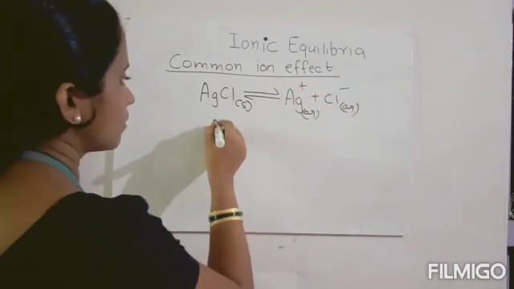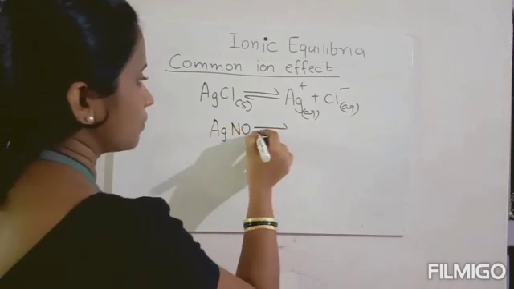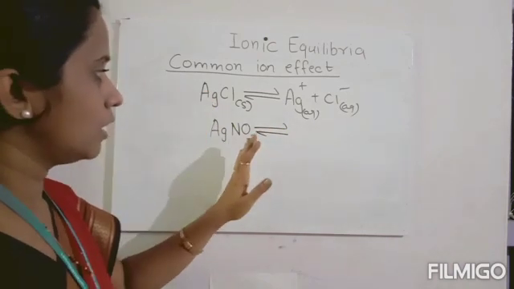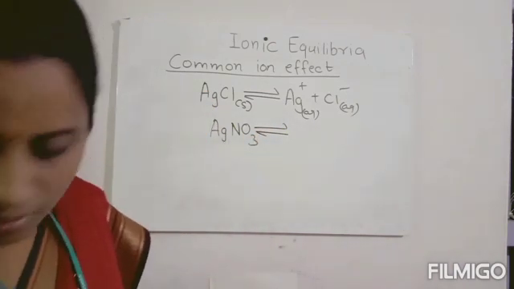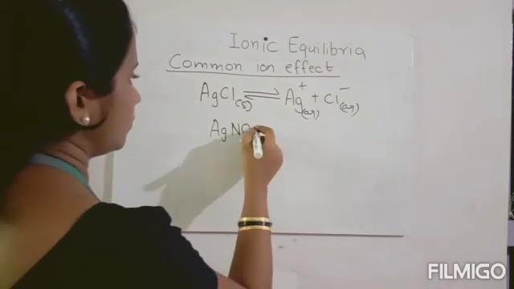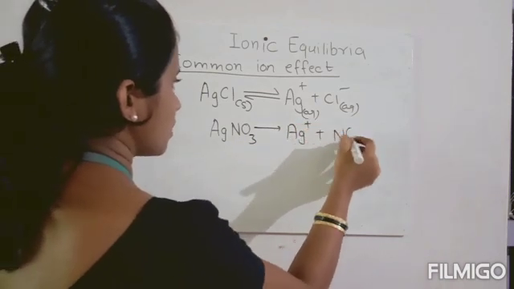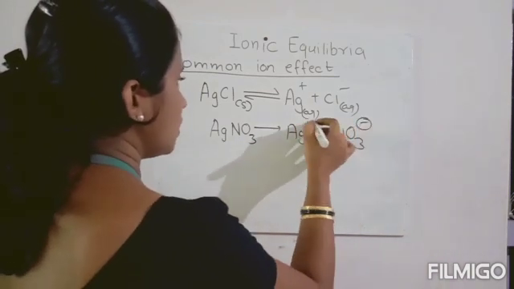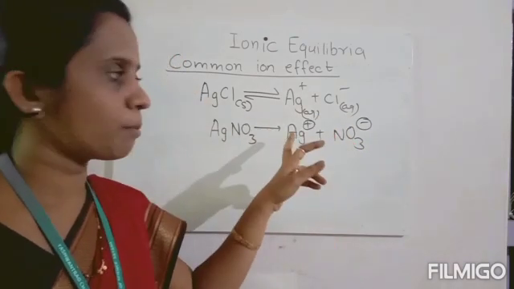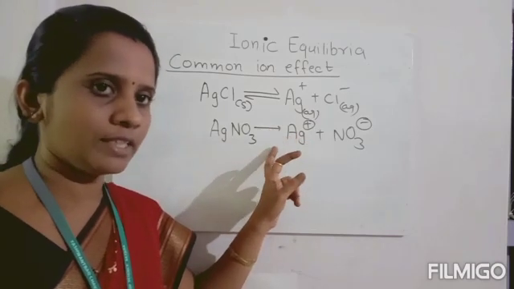If we add AgNO3 solution, AgNO3 is added to this solution, it will give Ag plus and NO3 minus. Now in both these reactions, which is the common ion? Ag plus. Ag plus is strong electrolyte.